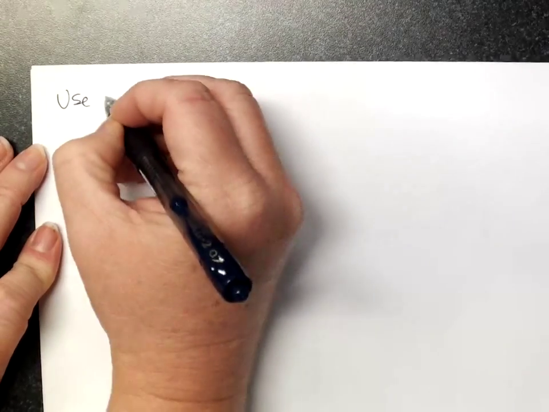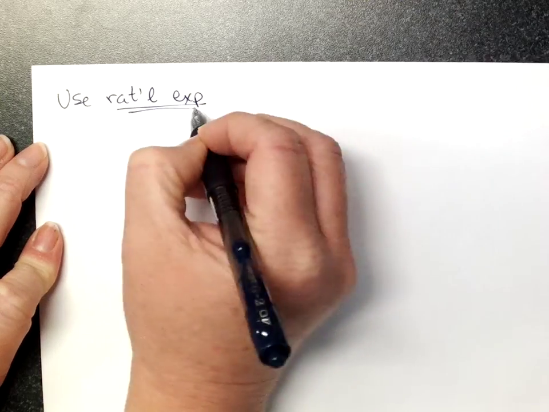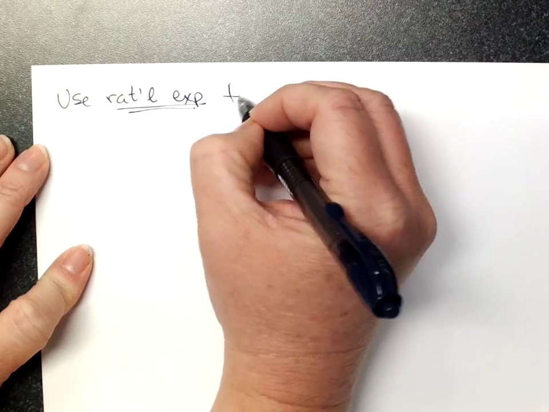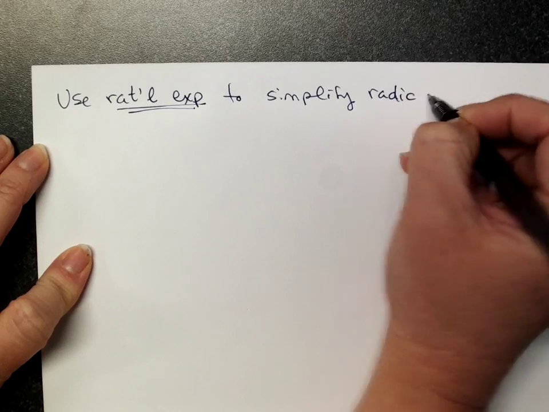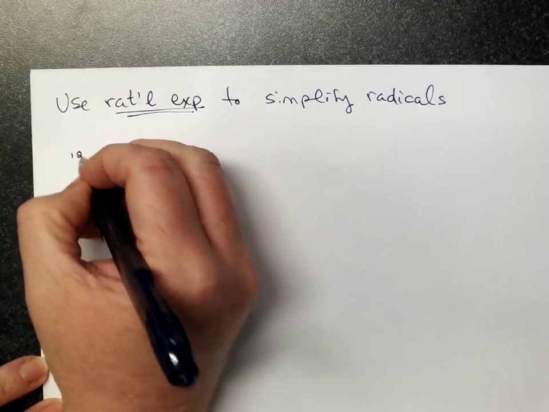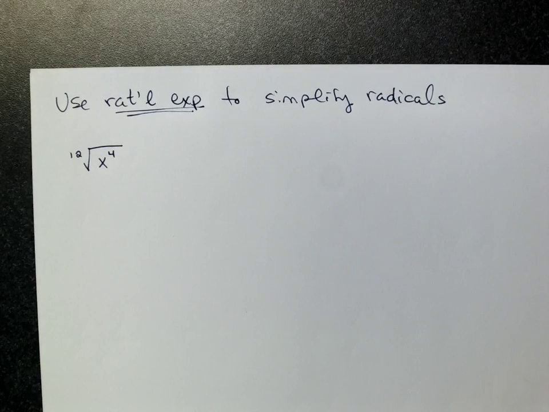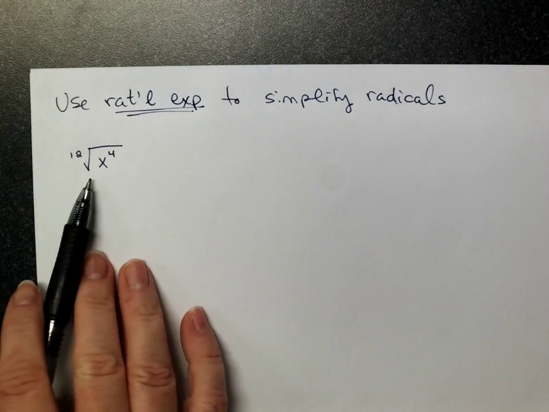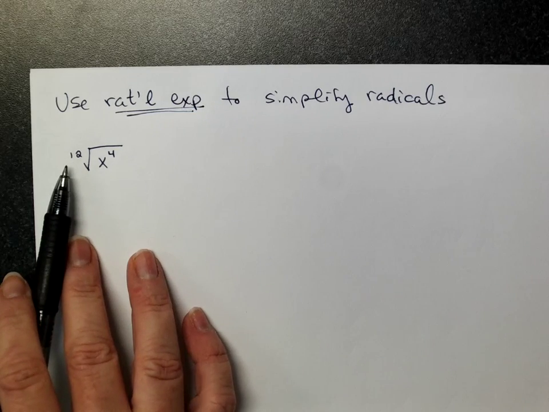Okay. Now we're going to use rational exponents to simplify radicals. Okay? So that means we're given a radical, and we need to simplify it. Well, we can't simplify that radical if the exponent is smaller than the index, because the index tells us how many groups we need to make.